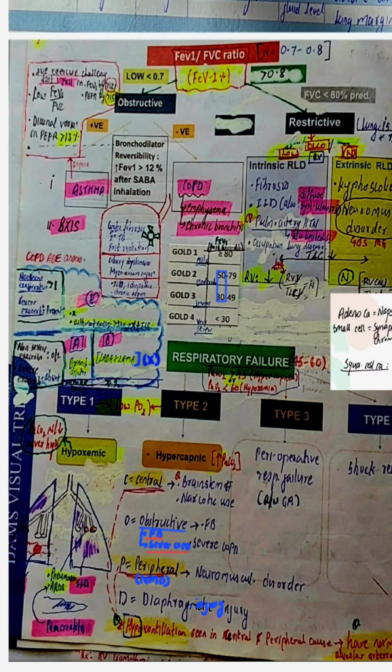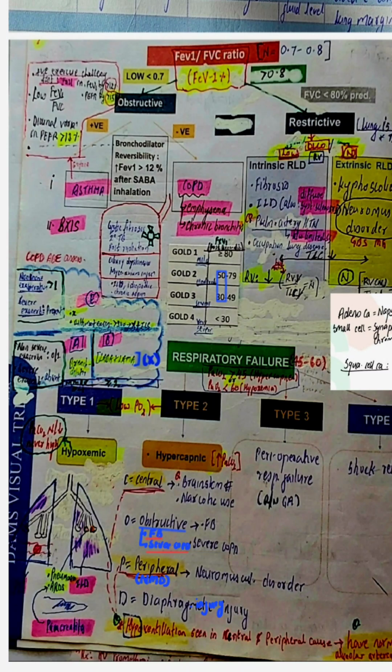Type 1 is also called hypoxemic respiratory failure. Type 2 is called hypercapnic respiratory failure. In hypoxemic respiratory failure, partial pressure of CO2 can be normal or decreased, but never high. In hypercapnic, partial pressure of CO2 will be high. Once again, I will repeat, in both type 1 and type 2, the partial pressure of oxygen will decrease.